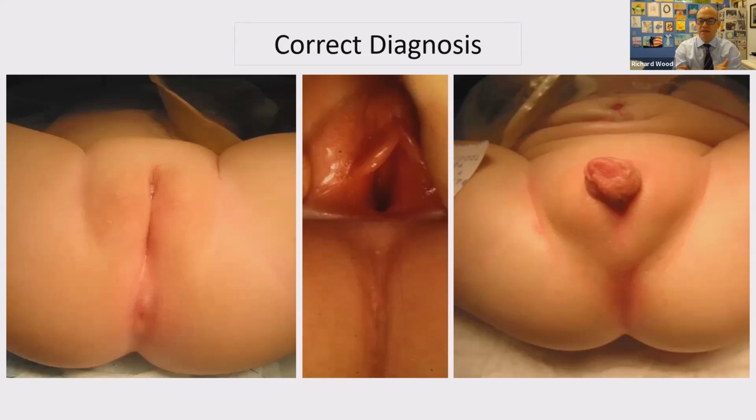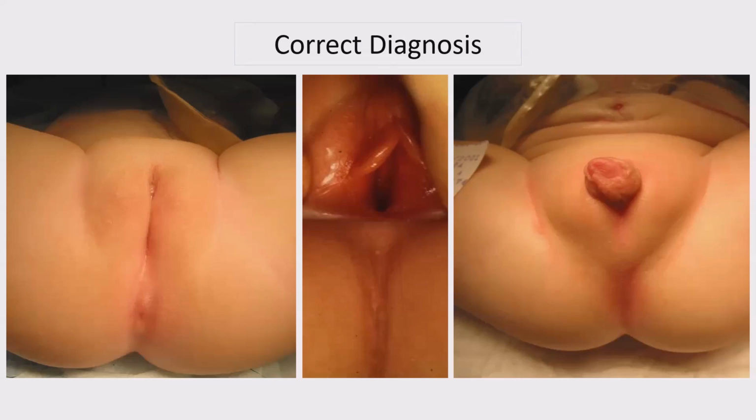So good lighting, a good clinical exam, and moving the labia apart in order to be able to really see the perineum is the key first step to examining these patients.